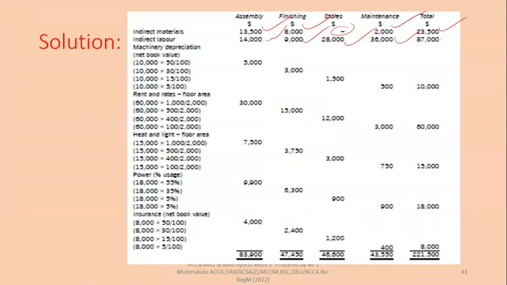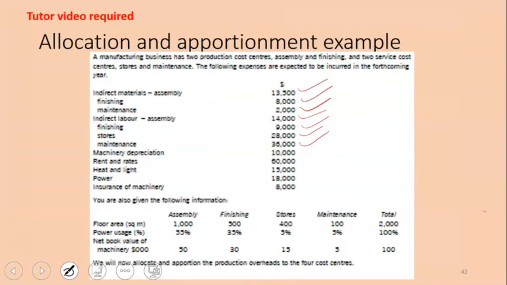Okay, great. Then we have to apportion expenses now. These ones have to be apportioned, and we are going to apportion using the suitable basis. For machinery depreciation, obviously we are going to use the net book value. Okay, we are going to use these figures. So we are going to subdivide this figure using the net book values as relevant, as you can see here.